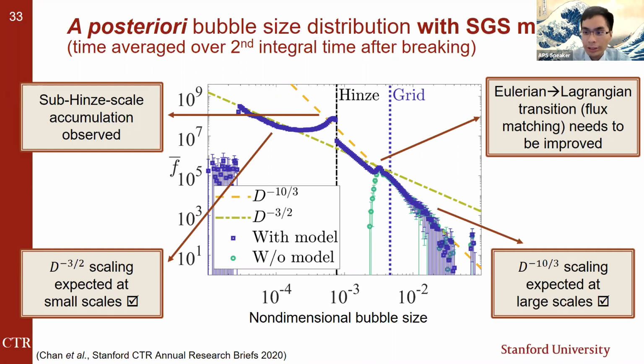The final observation is at the top right corner. Well, we see some kinks near this grid resolution, and this tells us that the Eulerian to Lagrangian transition, so the matching of fluxes I was discussing earlier, needs to be improved. And it is something we're working on right now.